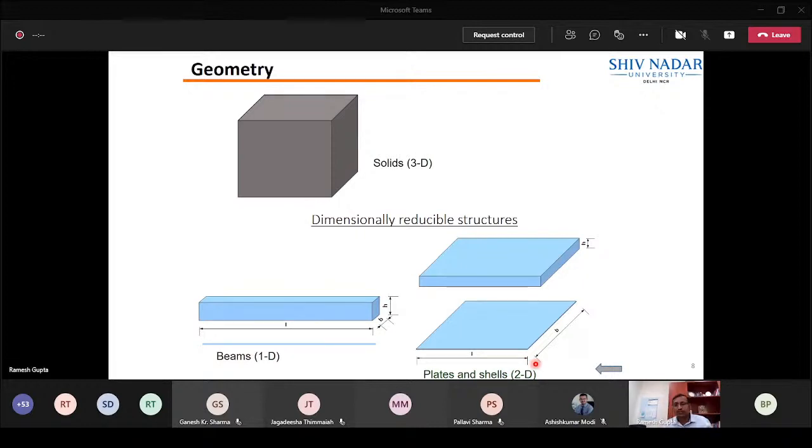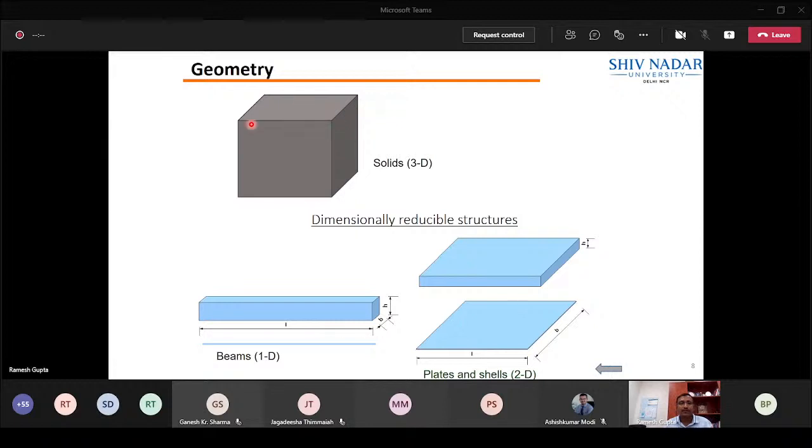So why is it so important, and why do we need to look at these dimensionally reducible structures? Because in finite element analysis, you have a number of elements. If I'm able to model any structure using the solid element, then why do we have beam elements, plate elements, shell elements, link elements, bar elements? So we have different varieties of elements. Then the very simple answer is the computational cost involved.